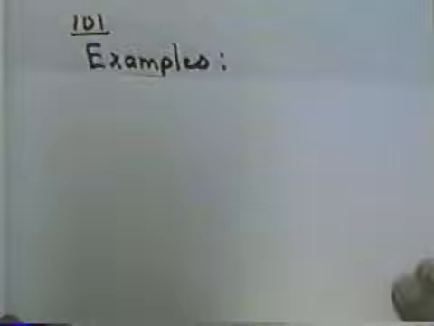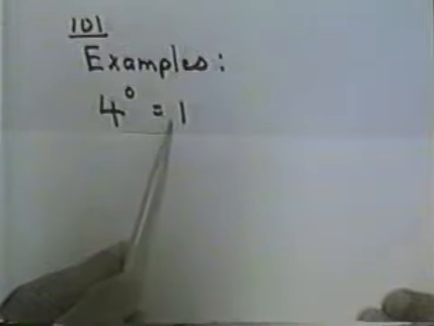Now let's look at some examples. 4 to the 0 power is 1. Any base raised to the 0th power is 1. So if you have a non-zero base with exponent 0, your answer is going to be 1.